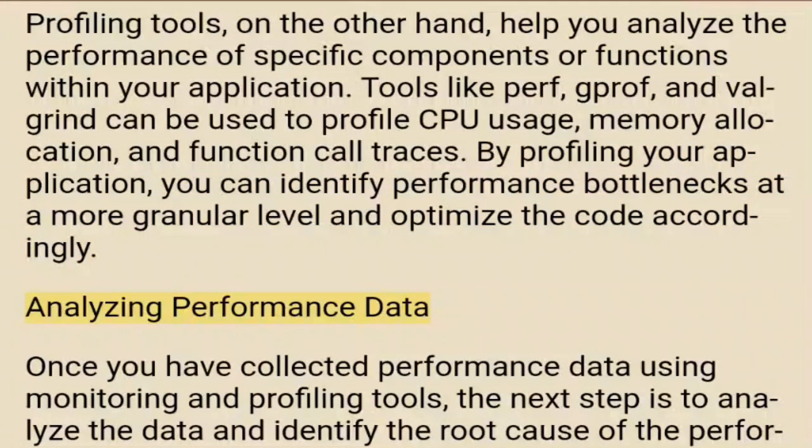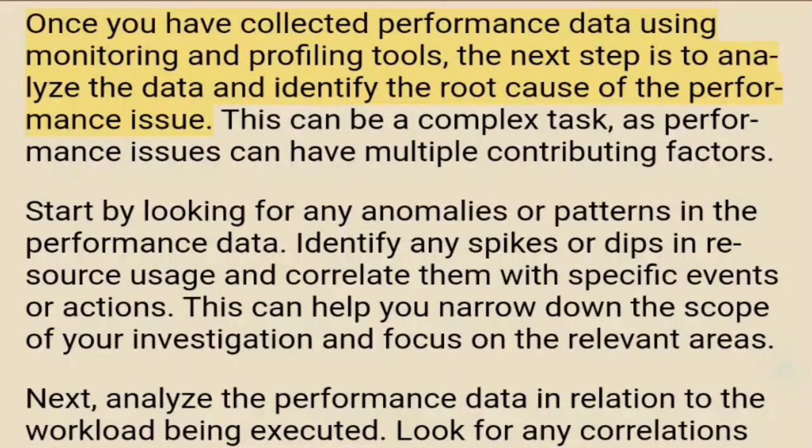Analyzing performance data. Once you have collected performance data using monitoring and profiling tools, the next step is to analyze the data and identify the root cause of the performance issue. This can be a complex task, as performance issues can have multiple contributing factors. Start by looking for any anomalies or patterns in the performance data. Identify any spikes or dips in resource usage and correlate them with specific events or actions. This can help you narrow down the scope of your investigation and focus on the relevant areas.